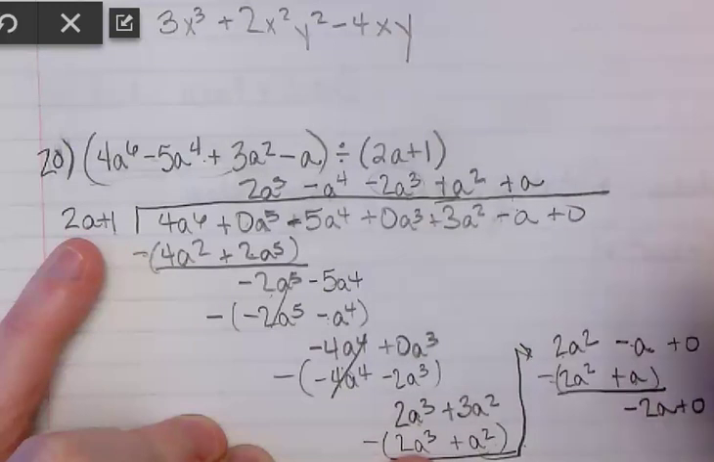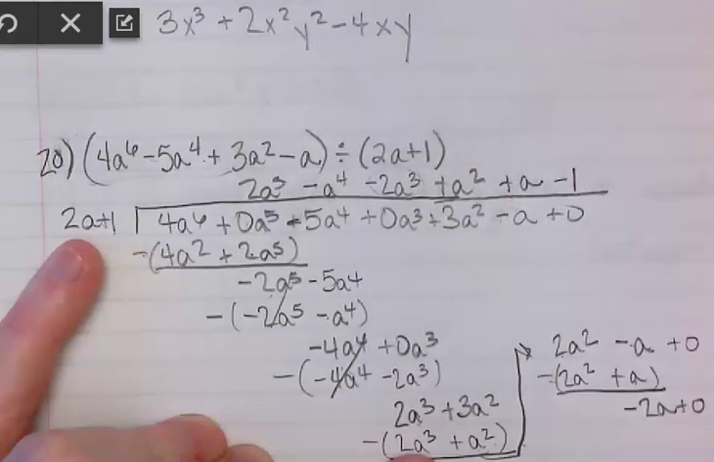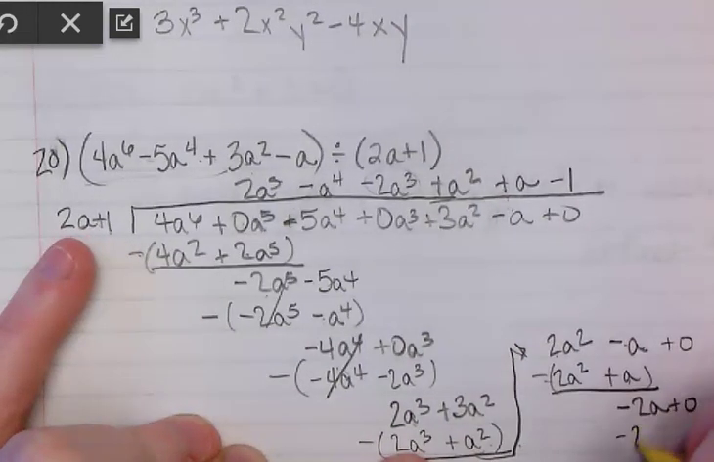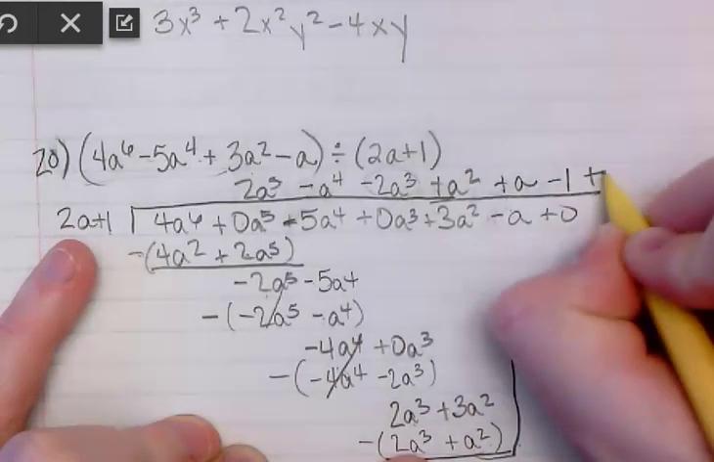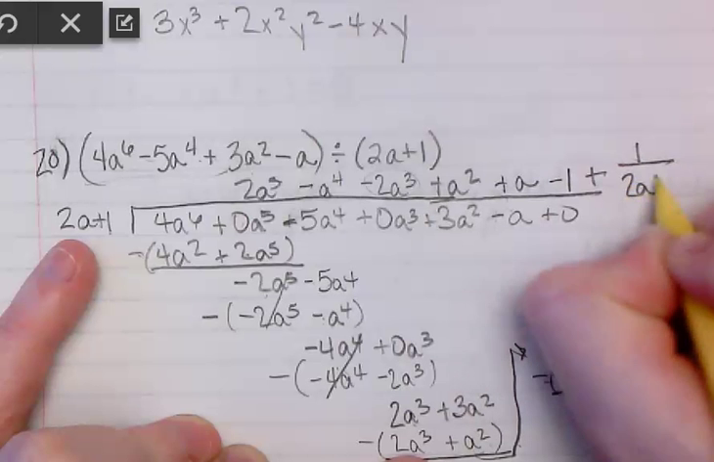2a to get negative 2a is a negative 1. Negative 2a minus 1 minus minus becomes a positive 1. So I have a leftover of plus 1 divided by 2a plus 1.